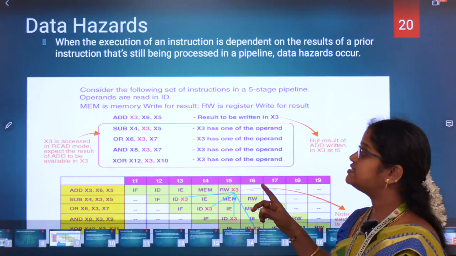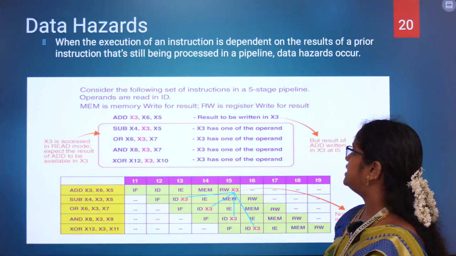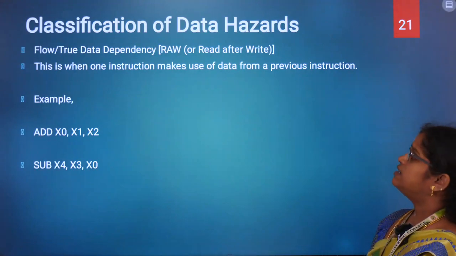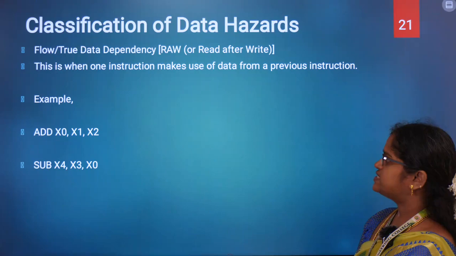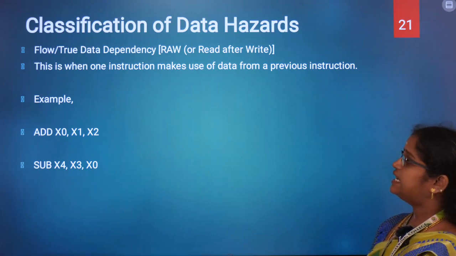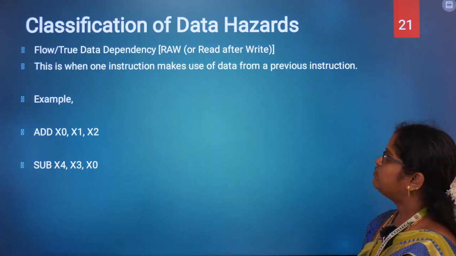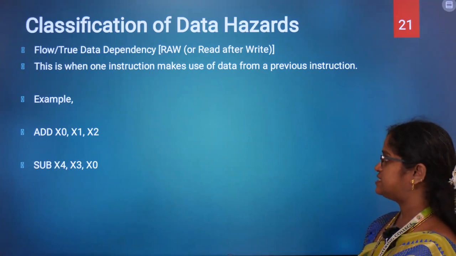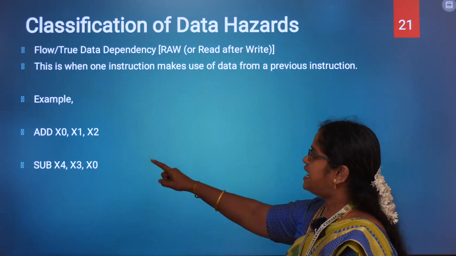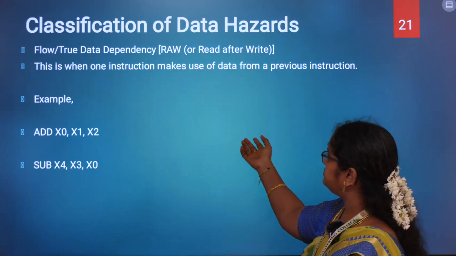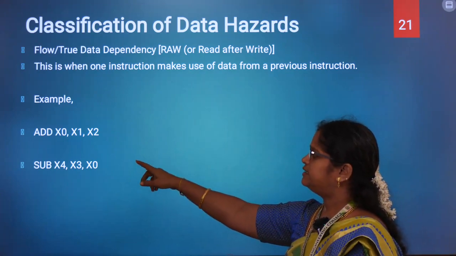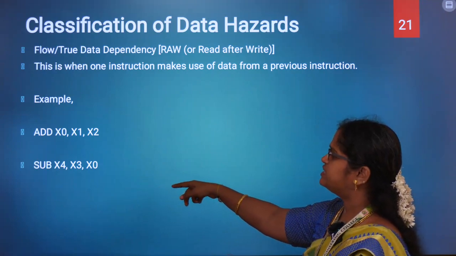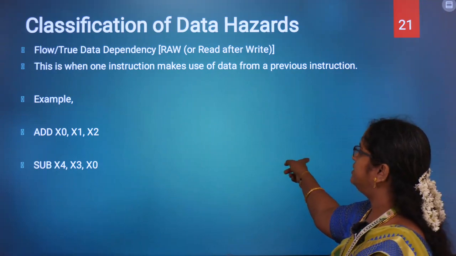So the data hazards are classified into 3 types. Classification of hazards: flow through data dependency, read after write. This is when one instruction makes use of data from a previous instruction. So this is read after write. So once it reads the content, after that it will be used for the subtraction of the data.